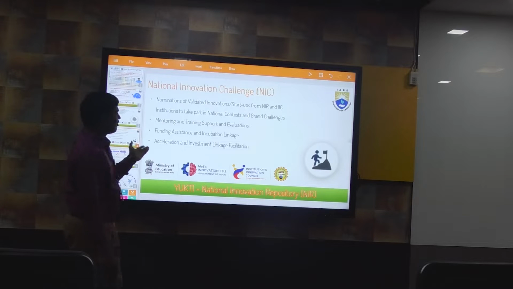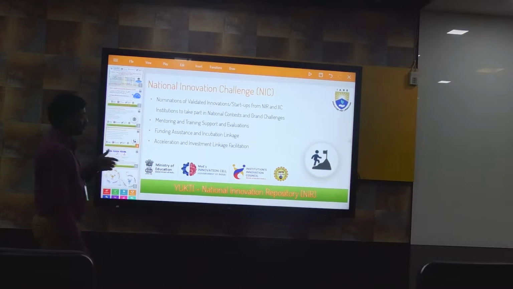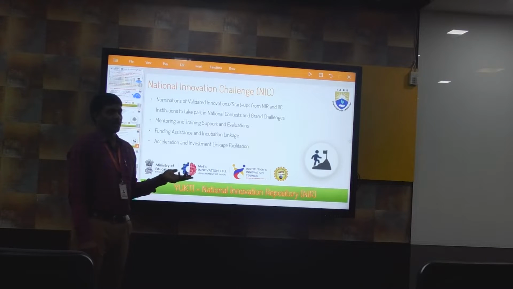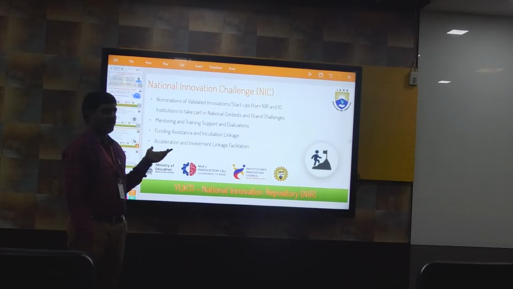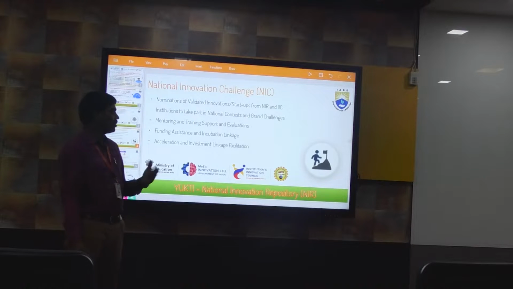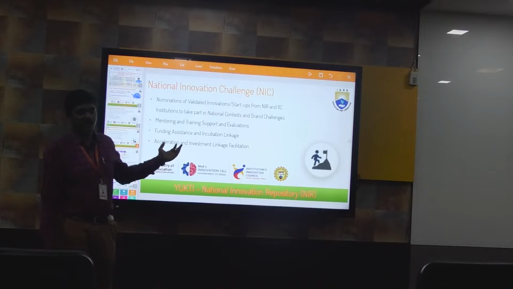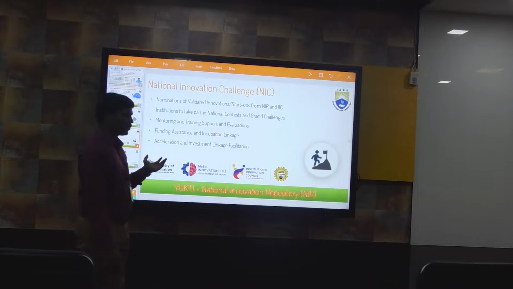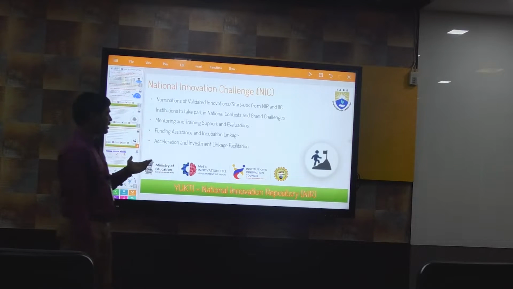And acceleration and investment linkage facilitation. There may be some programs, especially when we are talking about startup culture, like an acceleration program. It is a kind of cohort program where the student can complete, within a stipulated time, the journey from ideation to startup launching. They are also going to provide facilities for investing, so through angel investors or venture capitalists, they are going to connect through these particular portals.